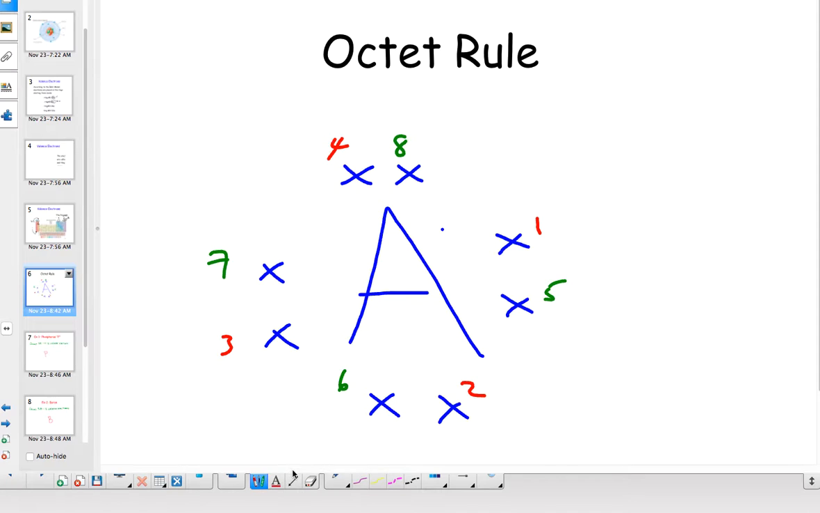Now here's what Lewis dot structures look like. You first of all put in the element. Now I've just made up an element. Let's call it element A, right? I don't know what element A is. We'll just make it up.